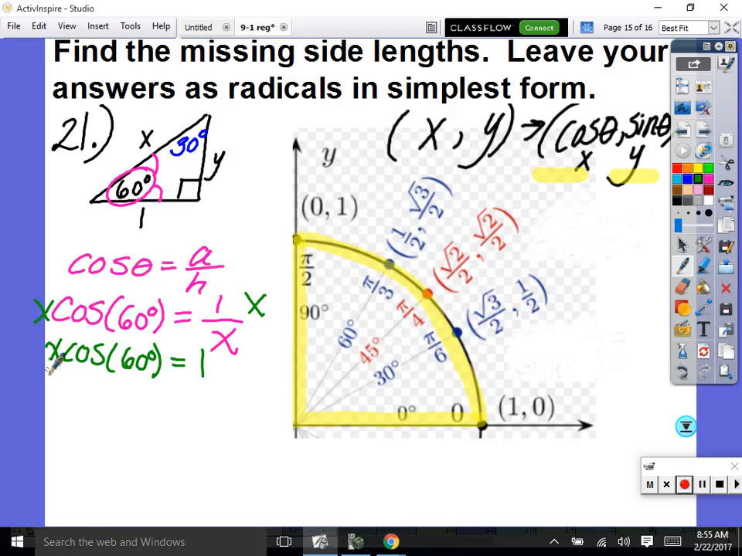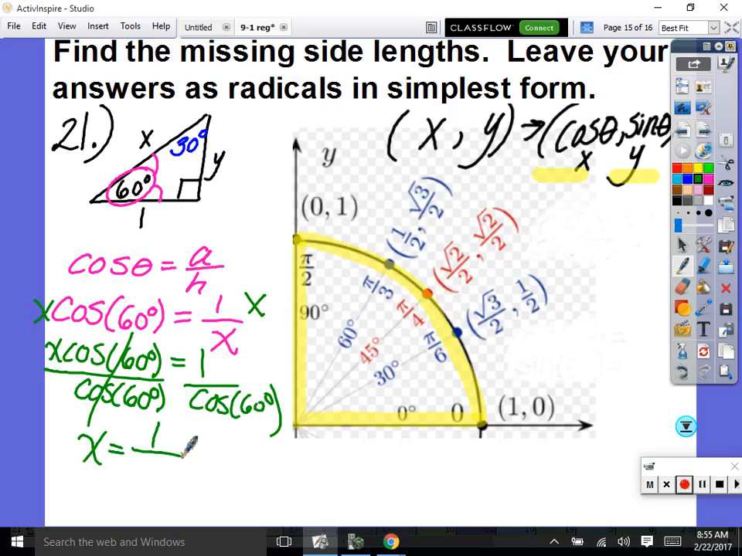Solving for x, but what do I do next? Divide by cosine of 60. Now understand, if you type that into your calculator, you're going to get it wrong, because this is a special right triangle. That means we can figure out the exact value of cosine at 60 degrees. So we have x is equal to 1 over... you cannot type this one into your calculator because once again, it's a special angle. So look at my unit circle.